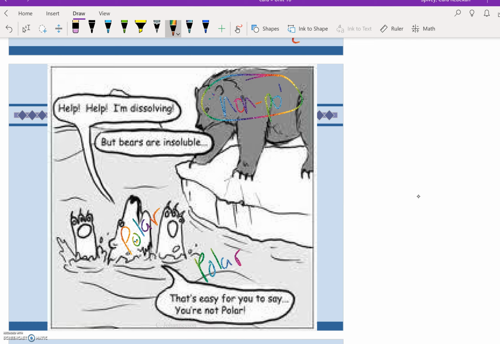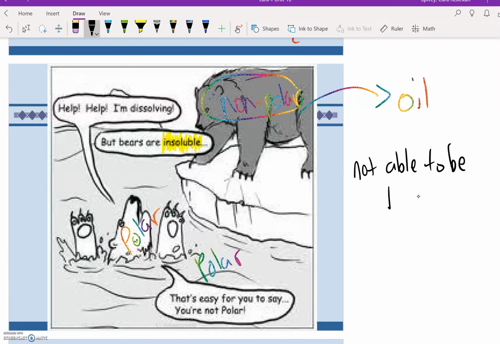And there is no way that the water can dissolve him because he's non-polar. So we would take something that's non-polar to dissolve him. Now, if I stuck him in some oil, which is also non-polar, he would get dissolved. So that brings about a new vocab word, the word insoluble. Insoluble means not able to be dissolved.